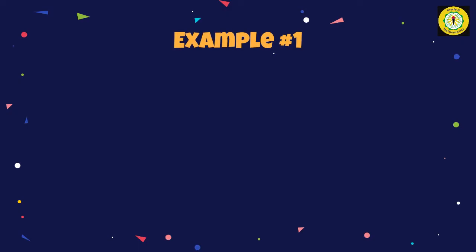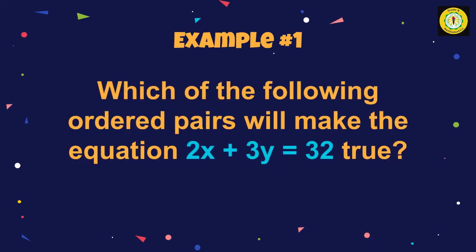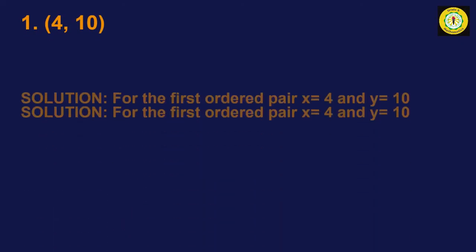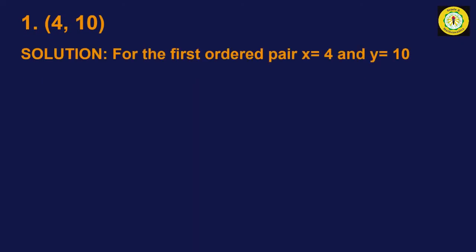Example number 1. Which of the following ordered pairs will make the equation 2x plus 3y equals 32 true? Number 1, 4 and 10. Number 2, 10 and 4. Let's try example number 1, ordered pair of 4 and 10. Solution for the first ordered pair, x equals 4 and y equals 10.